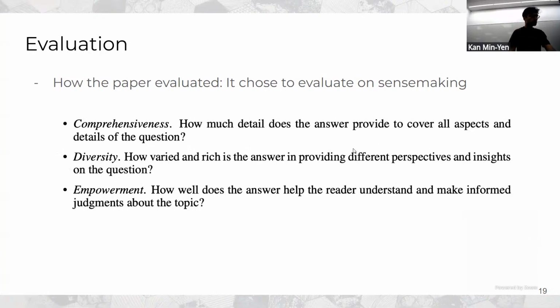There's comprehensiveness: how much detail does the answer provide to cover all aspects and details of the question? There's diversity: how varied and rich is the answer? And there's empowerment: how well does the answer help the reader understand and make informed judgments about this topic? As you can see, these are kind of subjective. I know that they have a little more in terms of the criteria, but I have not shown it here. But it is arguably a bit subjective.